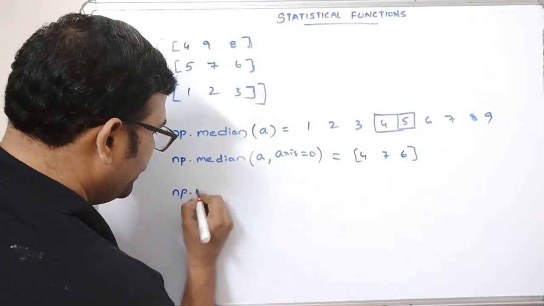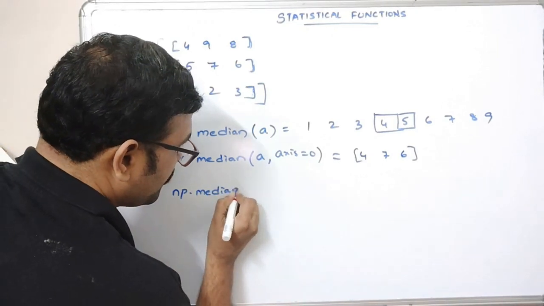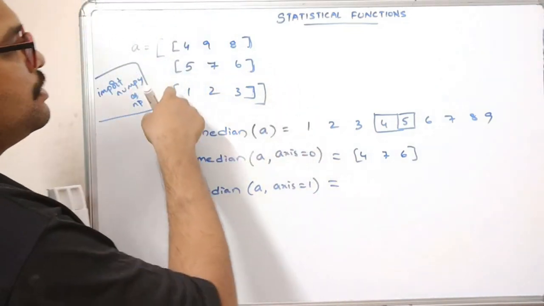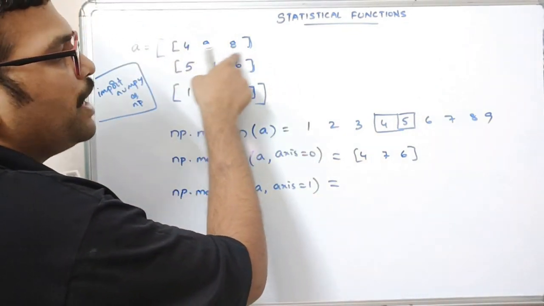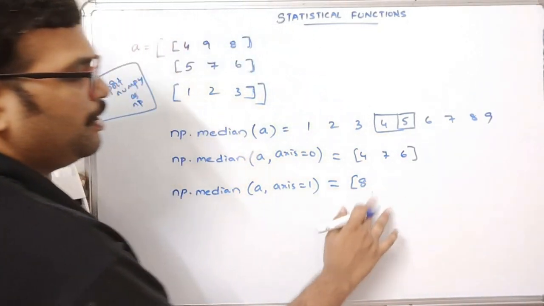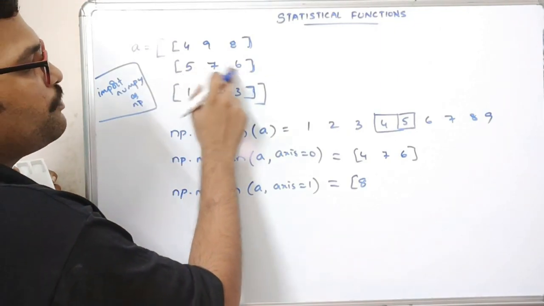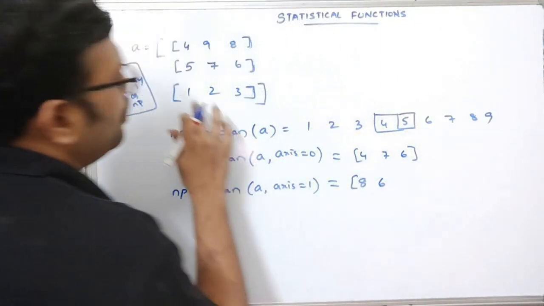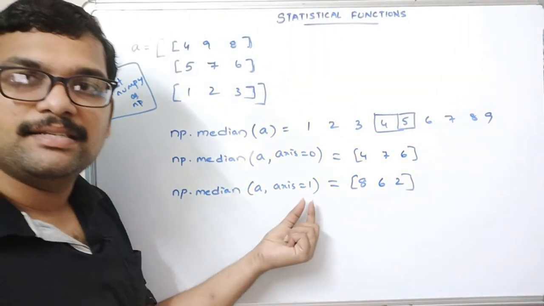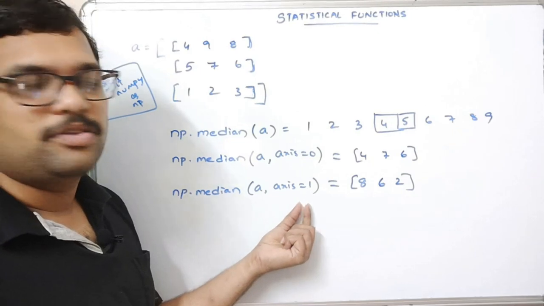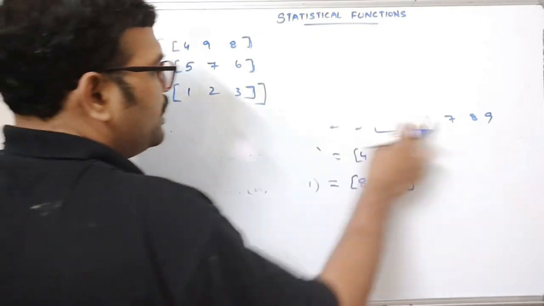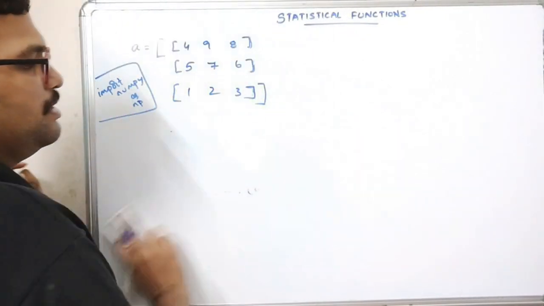And coming to the median along axis 1, so row wise, so 4, 9, 8. First we have to sort it. 4, 8, 9. So 8 is the middle value, and 5, 7, 6. So 5, 6, 7. 6 is the middle element. 1, 2, 3. 2 is the middle element. So this will be the result for the median along axis 1. Right? So this is all about finding the median. Now we'll go with the variance. So how to find the variance? So variance.